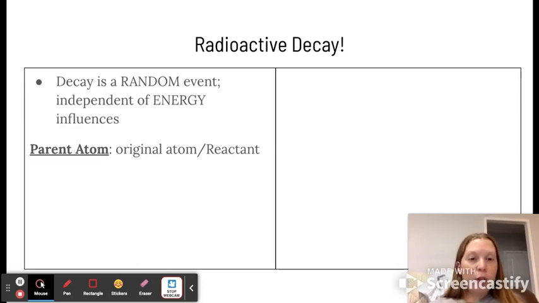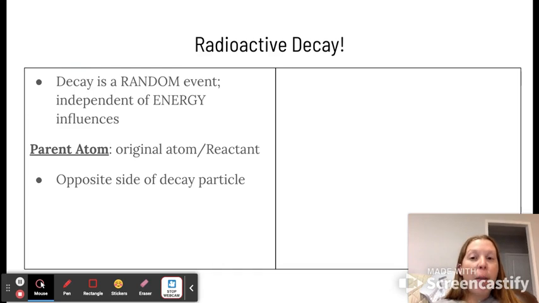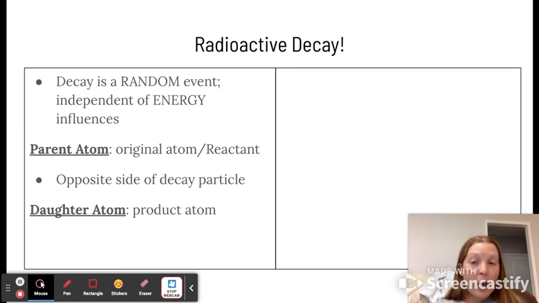And some definitions for you to look at here are parent atom. This is known as your original atom or the reactant, which means it's what you start with. And this is the opposite side of your decay particle. So this will be on the left side. Your decay particle will show up on the right side. And then you have your daughter atom, which is what you produce. So that's your product. This will be on the same side as your decay particle because your decay particle is released with the daughter.